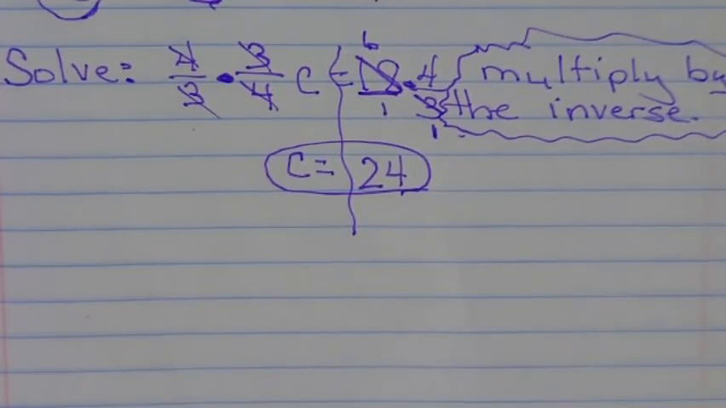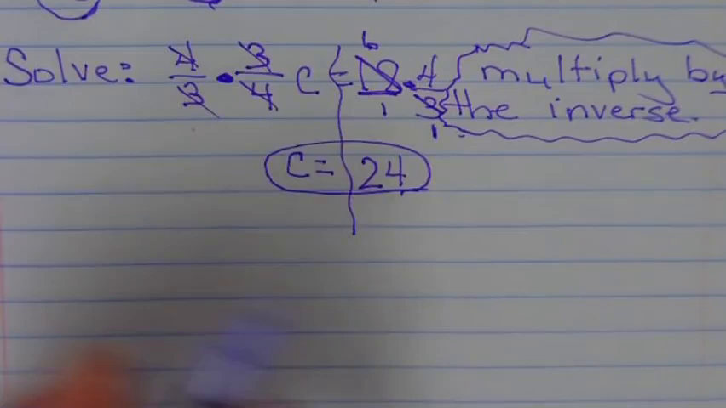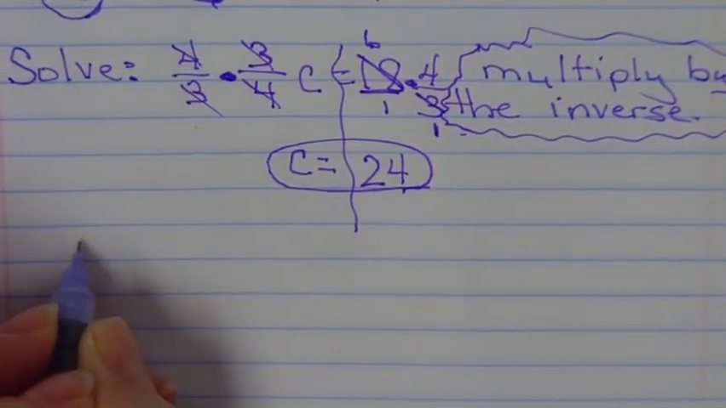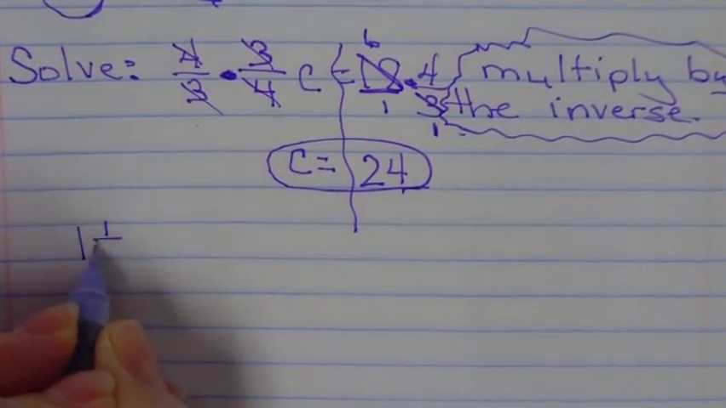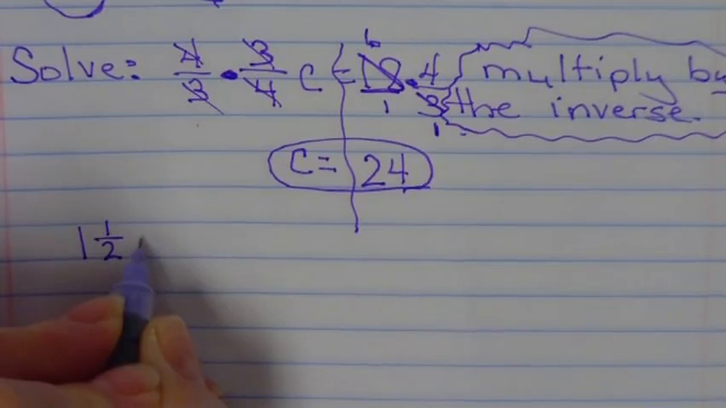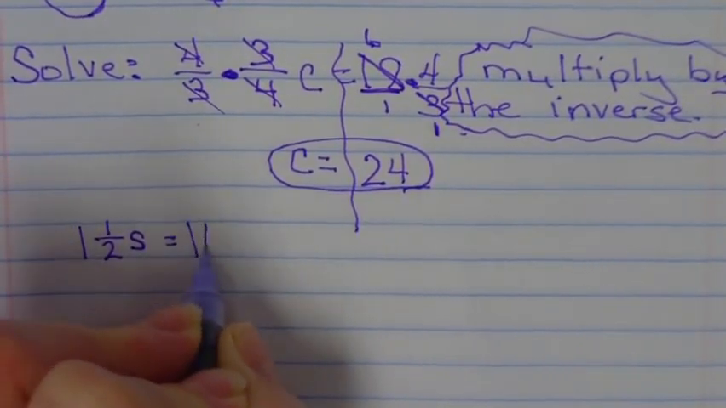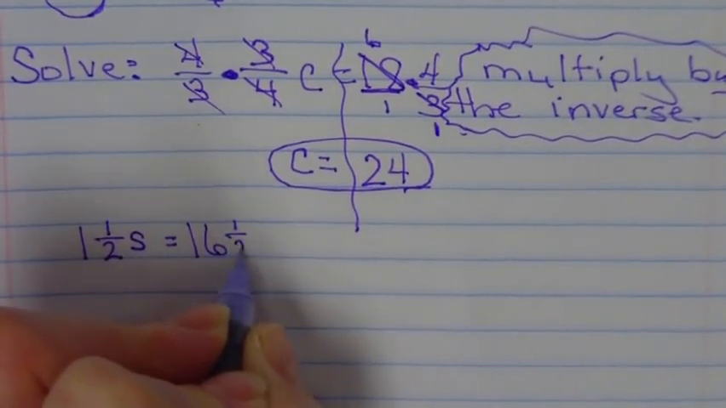If your equation has a mixed number, you need to make that into an improper fraction before we move forward. So we're going to solve 1 1/2 s equals 16 1/2.